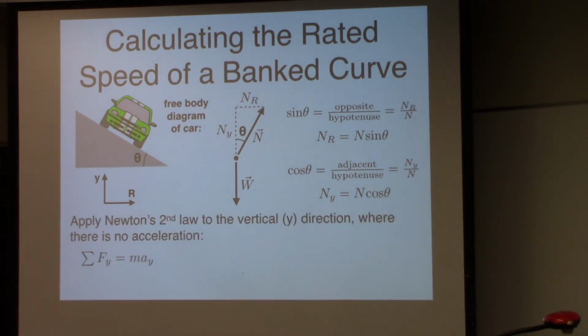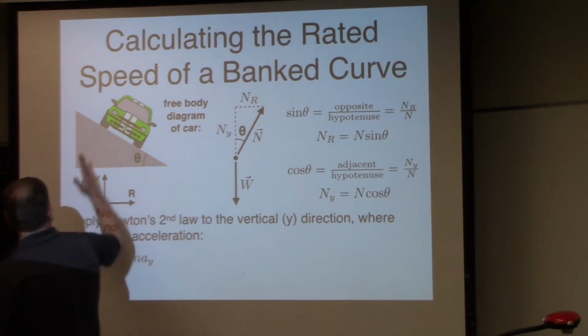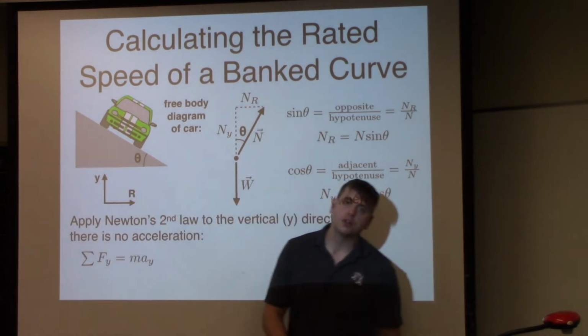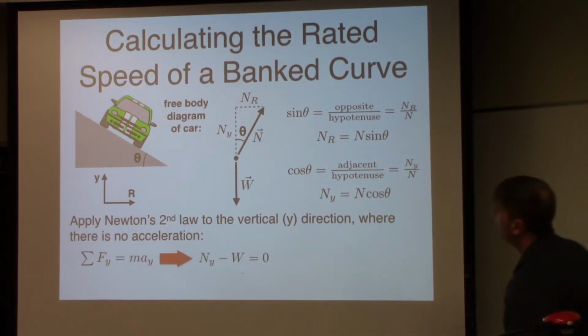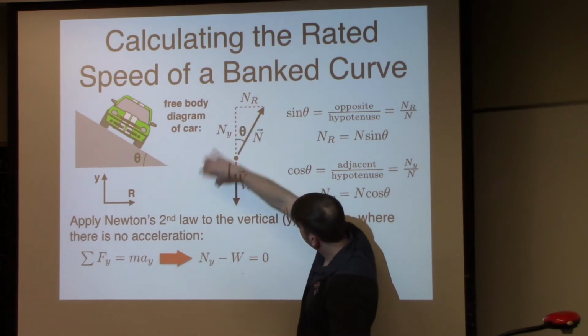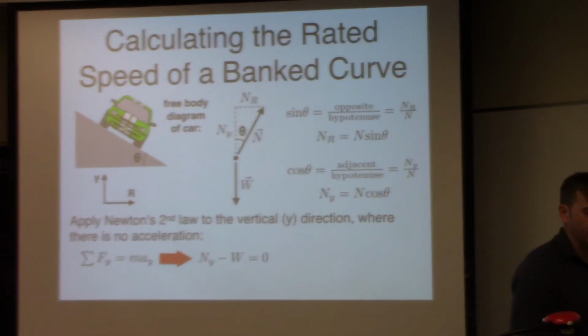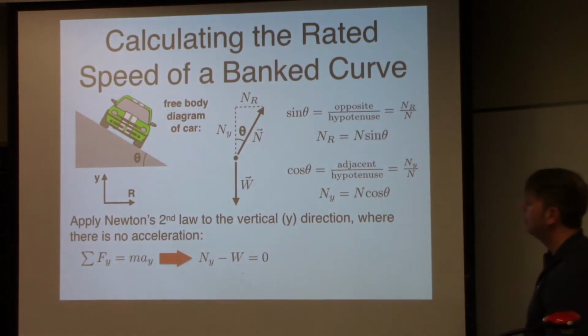So what can we do with that? Well, as usual, we can apply Newton's second law to the vertical direction, which is the y direction. If we think about the motion of this car in the y direction, up and down, it's not moving in that direction. It's just staying at a constant height, not going up or down. So the acceleration we can set to 0. We have NY going up and the weight going down, so NY minus W is how we sum up the forces in the y direction, and because we're not accelerating in that direction, we set it equal to 0.